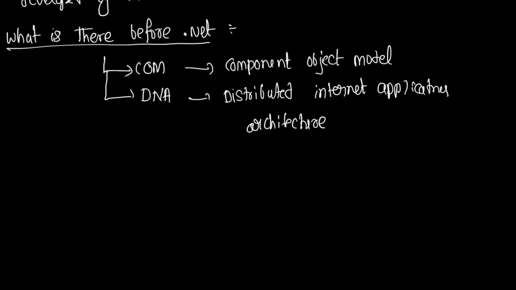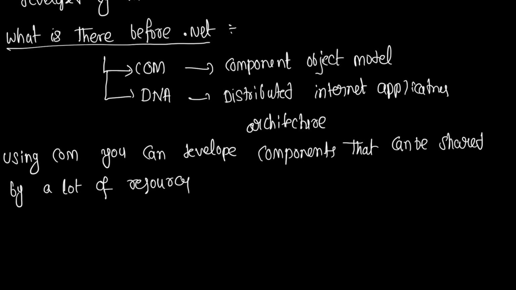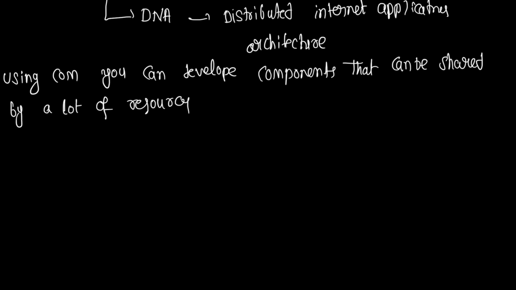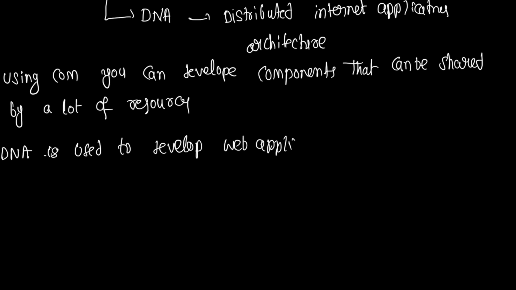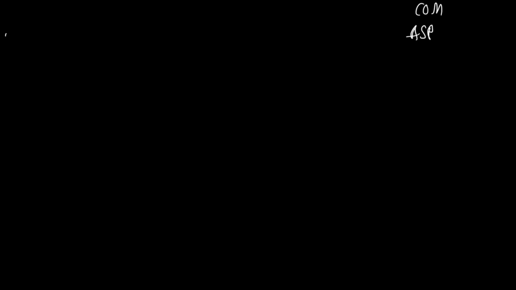Using COM, we used to develop components that can be shared among different applications, and the sharing depends on the DLL versions. A lot of resources can use these DLLs. DNA is more of an upper layer than COM, and it is used to develop web applications. For example, we had ActiveX, Dynamic HTML, COM is part of the DNA, and even classic ASP is part of the DNA.